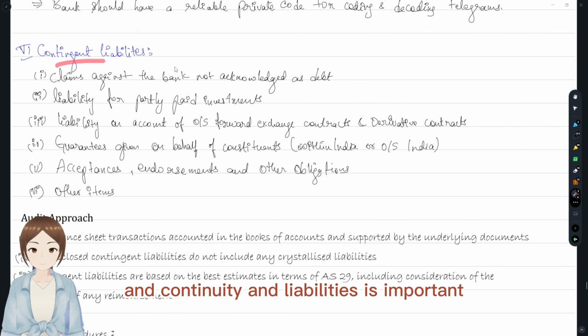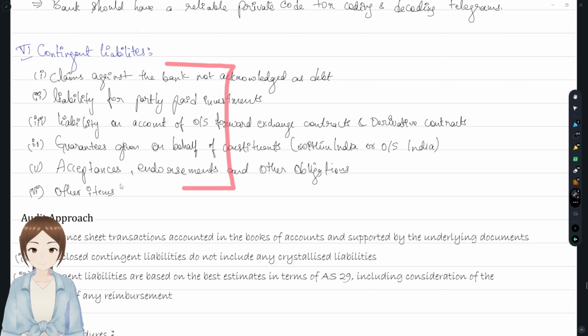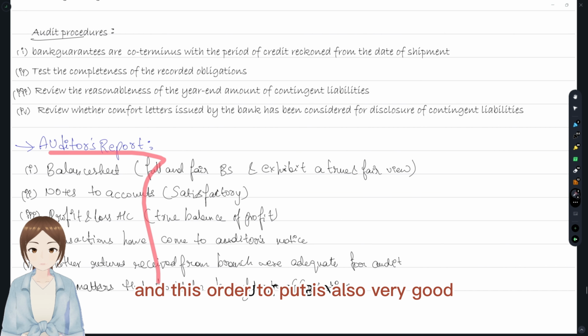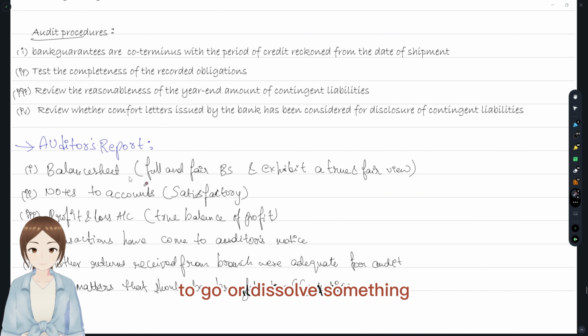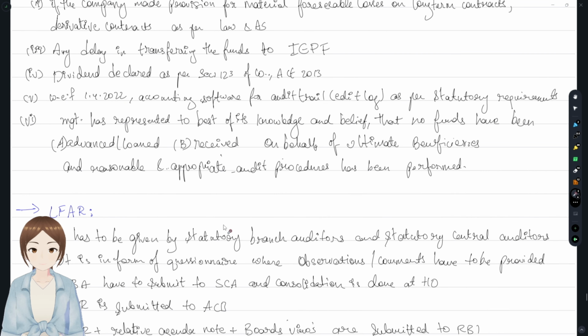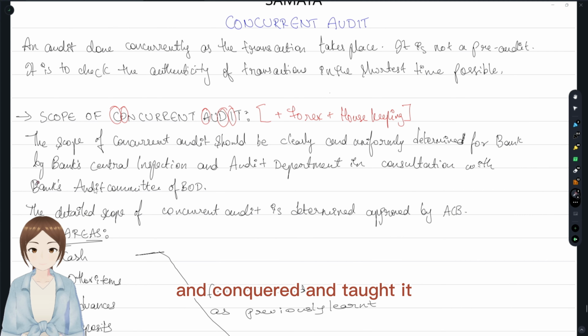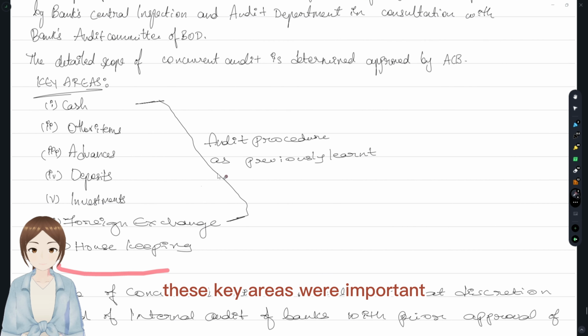And contingent liabilities is important. You have to learn this. You have to write it. All these things. Audit approach under contingent liabilities were not such important. And this audit report is also very good to go. This is all something read 1 week before the examination, and it's mostly the same. And LFAR, these additional reports were also read 1 week before the examination, and you're good to go for that. And concurrent audit, these key areas were important.